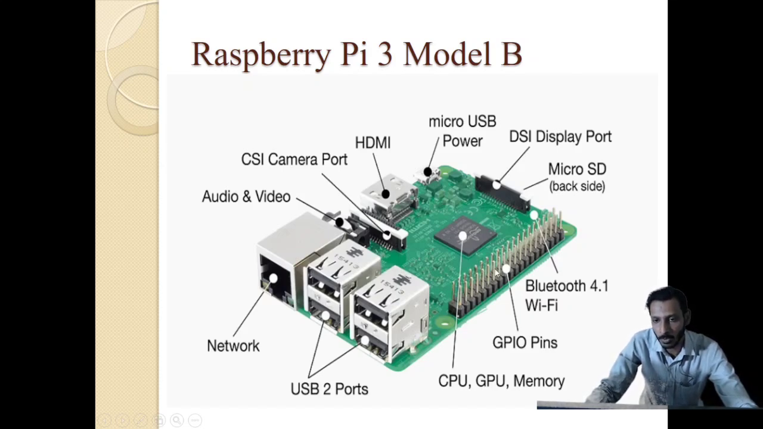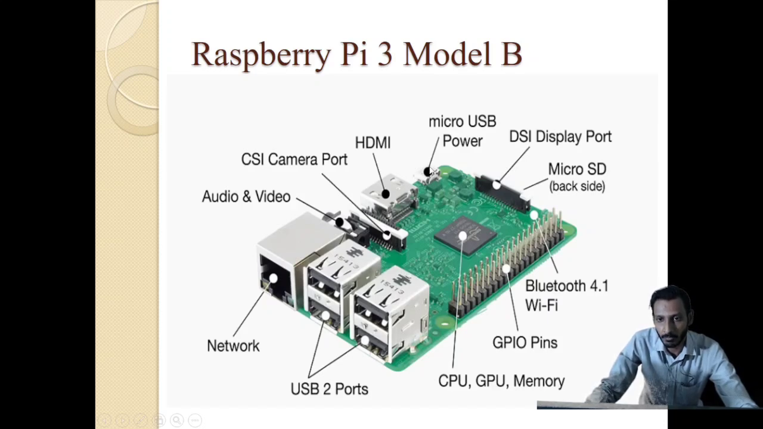It has a 40 pin GPIO header. Then on this side you can see it has a DSI micro port which is used to connect a touchscreen display. Then behind this, on the back side, it has a small micro SD card. You can insert an SD card. In this SD card we can install the Raspbian OS, which is Debian OS.